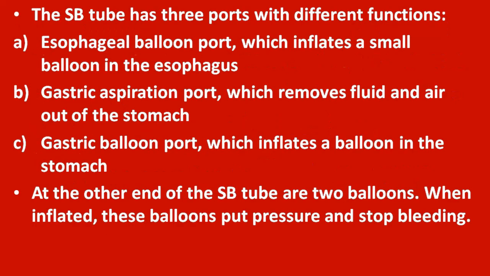The SB tube has three ports with different functions. First port, esophageal balloon port, which inflates a small balloon in the esophagus. Second port, gastric aspiration port, which removes fluid and air out of the stomach. Third port, gastric balloon port, which inflates a balloon in the stomach. At the other end of the SB tube are two balloons. When inflated, these balloons put pressure and stop bleeding.